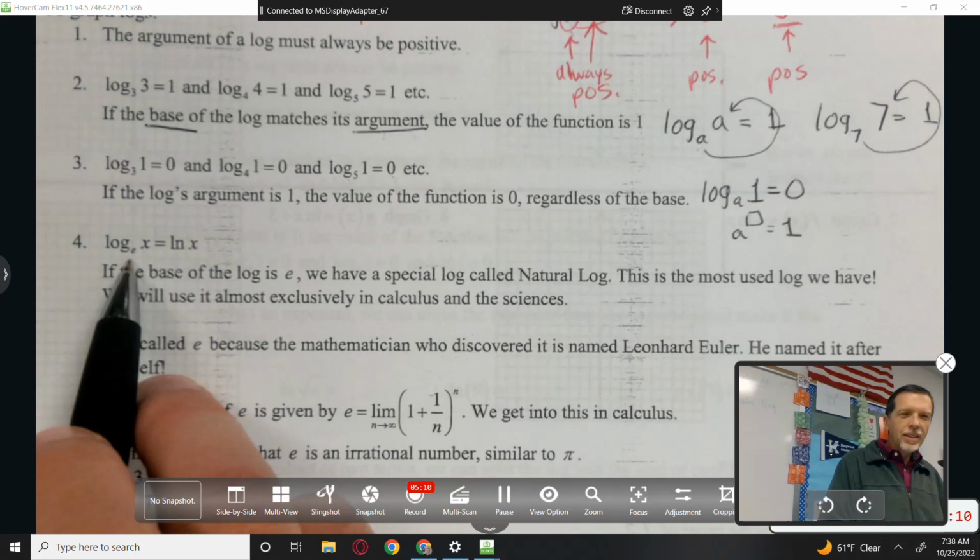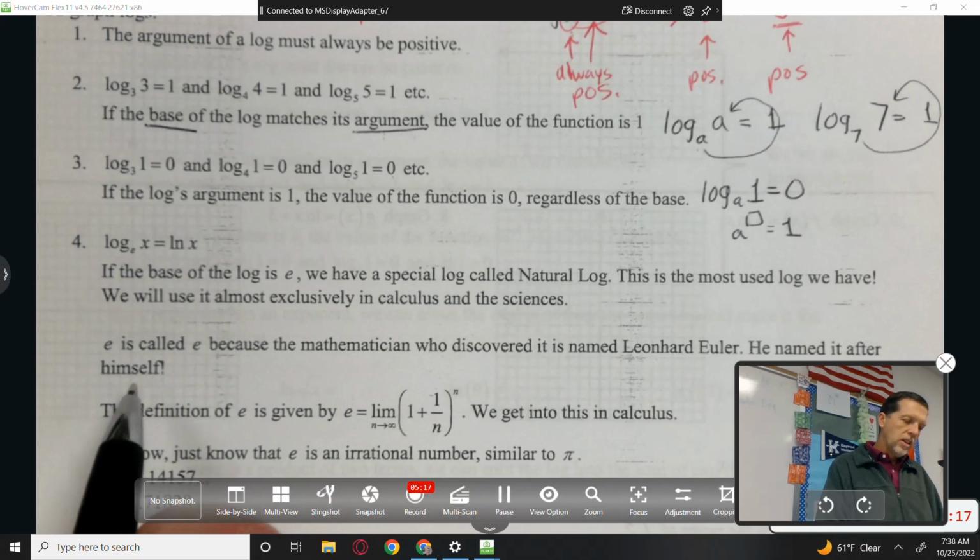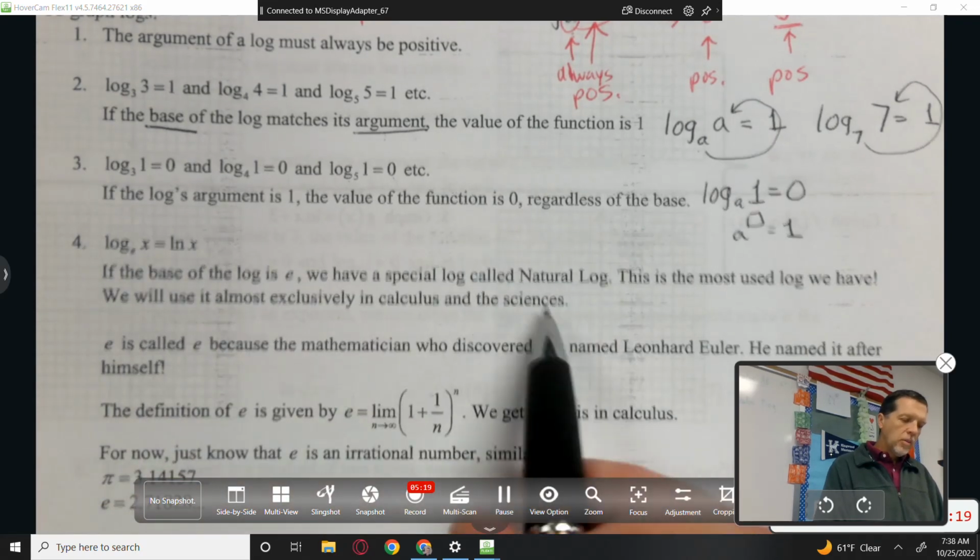Number 4, I think you've seen this before. Log base E is the same thing as natural log. If the base is E, we call it a natural log.